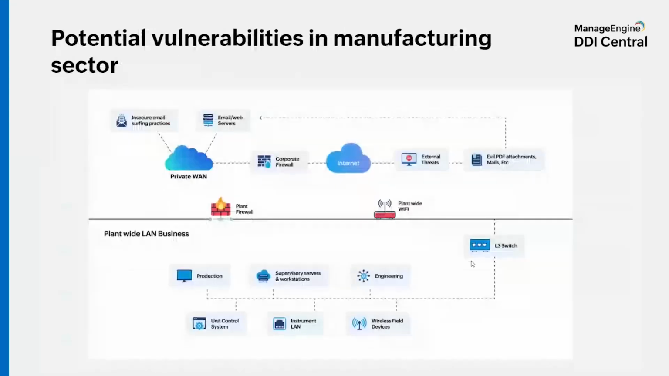This image illustrates a potential cyber threat attack within a manufacturing sector's network environment triggered by malicious PDFs, insecure emails, and unsafe browsing practices. The manufacturing company has implemented separate firewalls for different individual plants, requiring administrators to manage and monitor each one separately, which is a tedious task when trying to protect each environment from external threats.